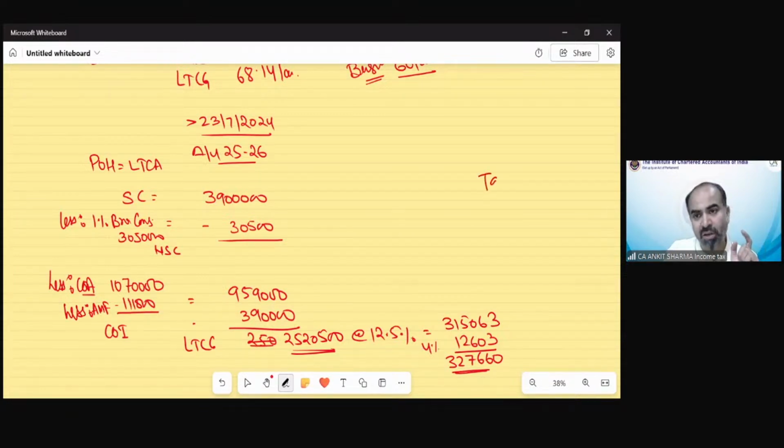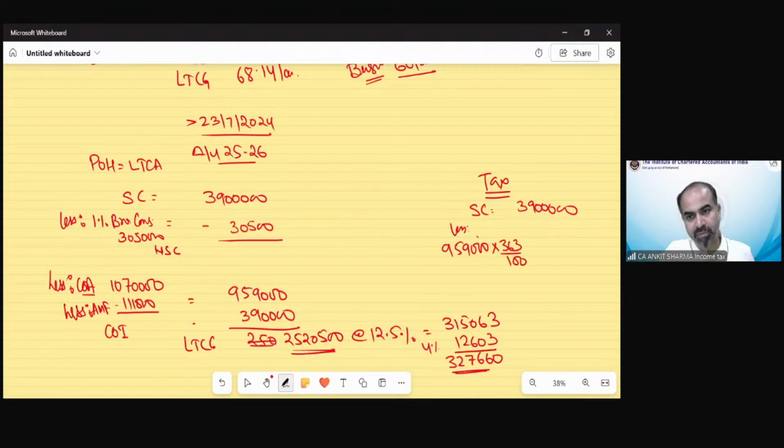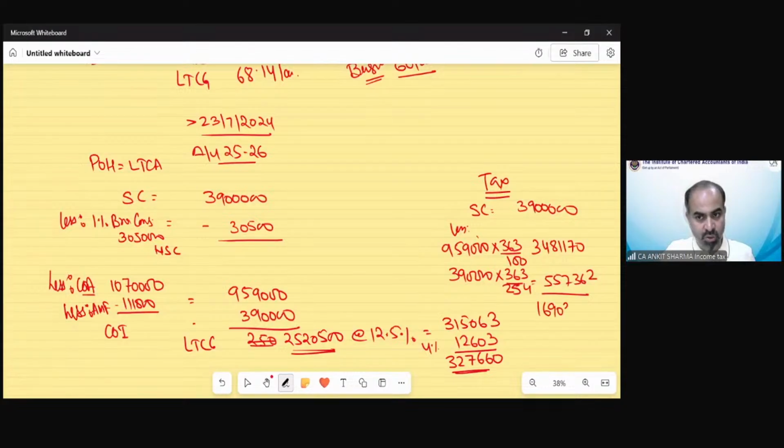Now, this is the capital gain for the purpose of GTI and TI and tax. But for the purpose of tax calculation, now I have to calculate this capital gain with indexation benefit also. So sale consideration would remain the same, expenses on transfer will remain the same. Now indexation would be applicable on my cost of acquisition: 9,59,000 into 363 upon 100, that would be 3481170. Then the cost of improvement also needs to be indexed: 363,254. 557,362. So there would have been a loss. 169032 would be the loss.